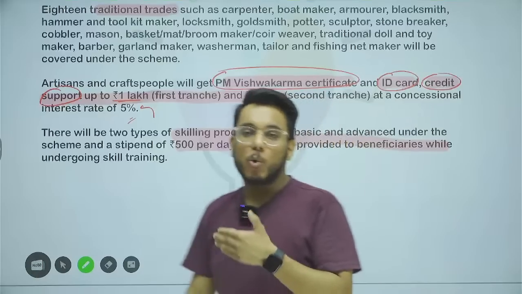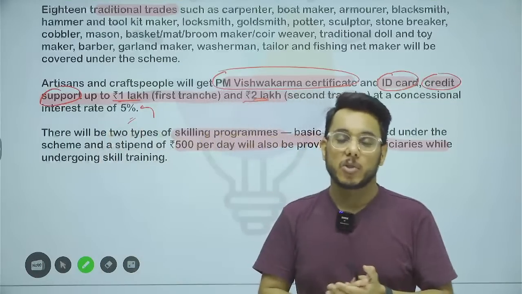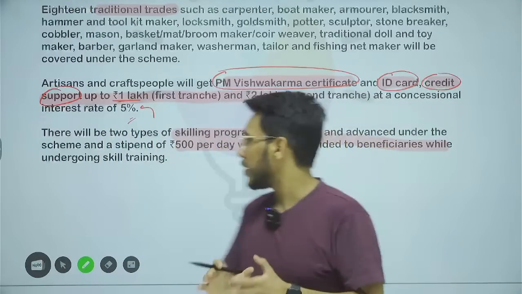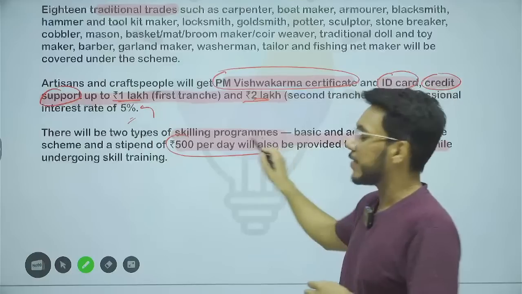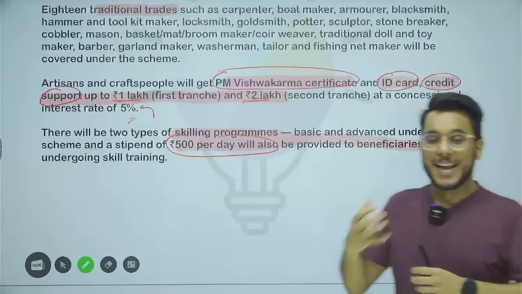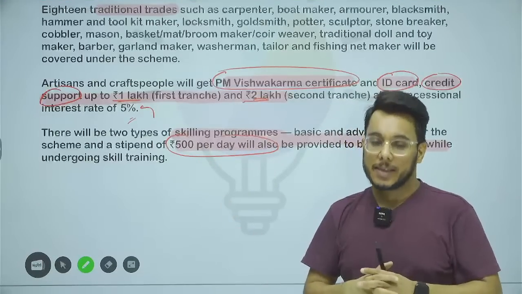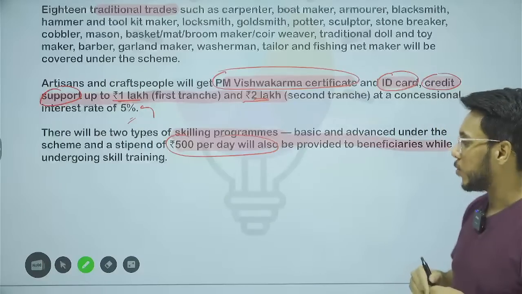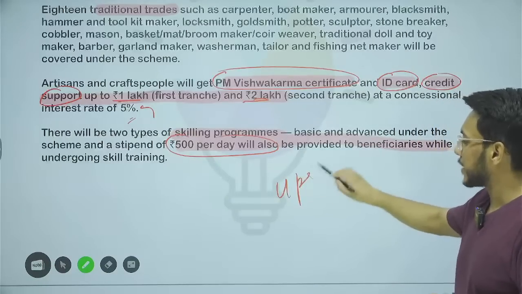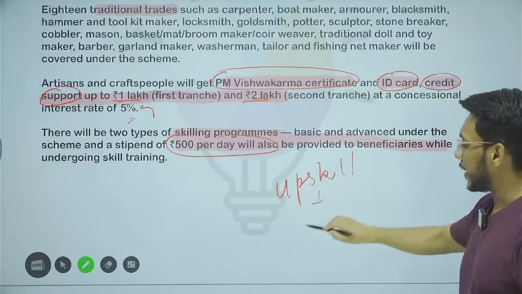Moreover, as I told you, they will also be focusing on the skilling program. So while they are going through the skill development under the PM Vishwakarma scheme, they will also be given a stipend of rupees 500 per day, which will ensure the economic viability of these people while they are undergoing the skilling.